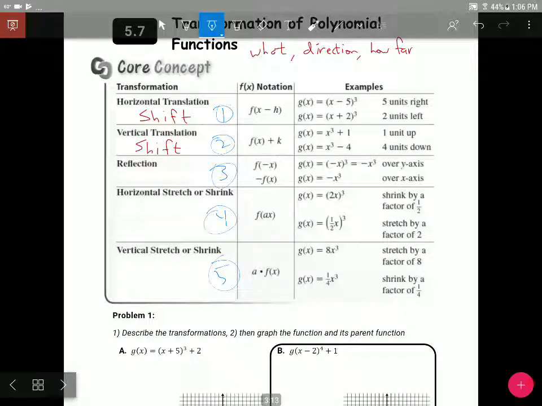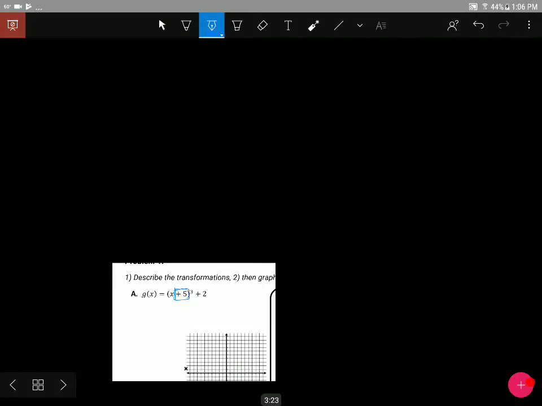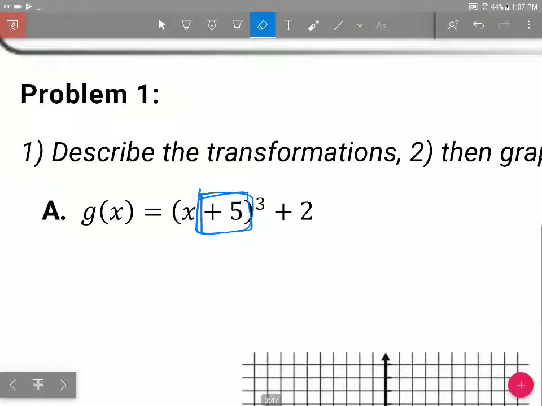So, for problem 1, down here, you got a plus 5. Is it inside the parentheses or outside the parentheses? Inside. So let's go up here. Which section does that fall under? Section 1, 2, 3, 4, 5. 1. It's the one where you're adding or subtracting on the inside. And since it's plus 5, are we going to the right or to the left? I'm sorry, I saw it is a plus 5, so we're going to the left. My bad. So, it is a shift.